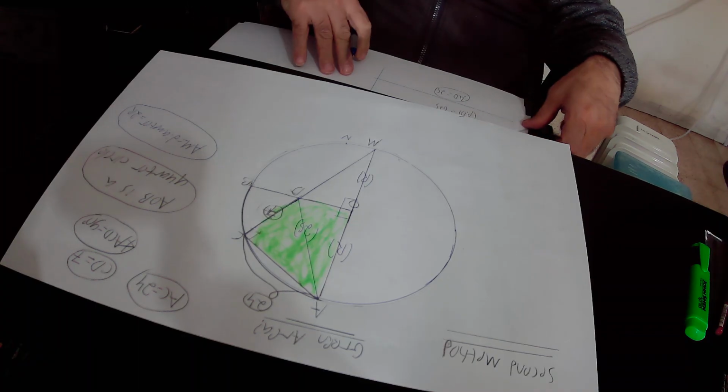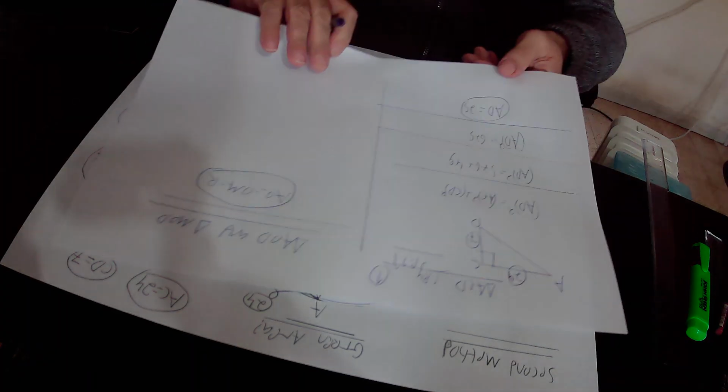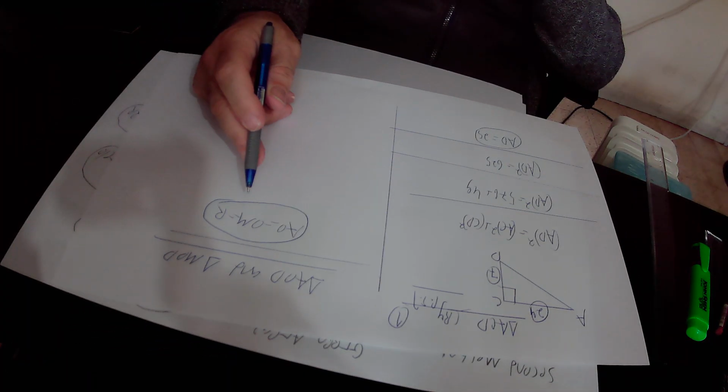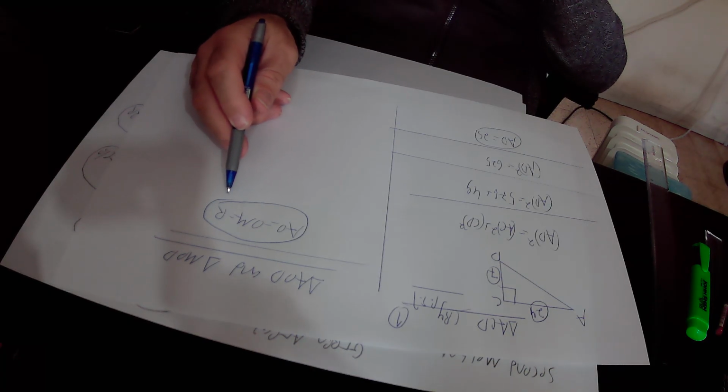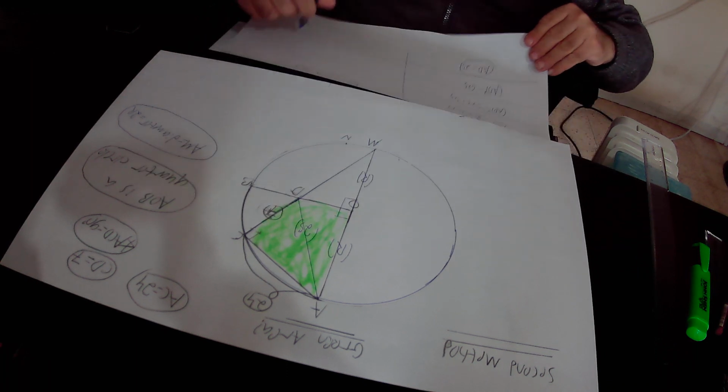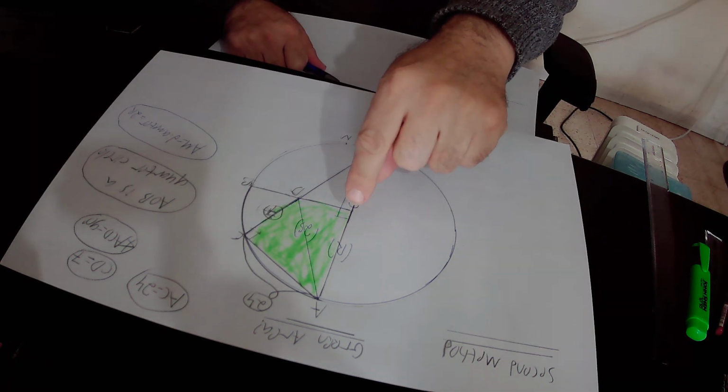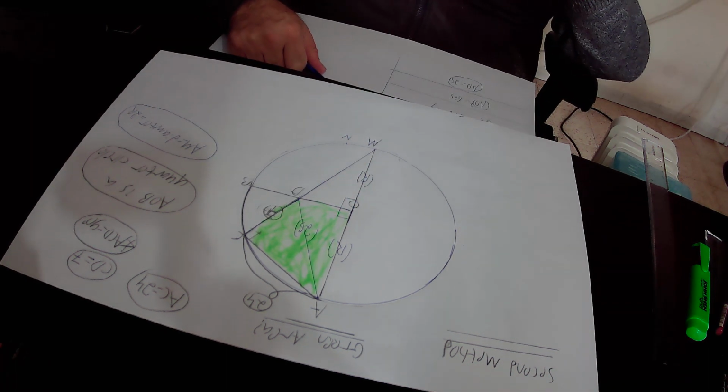Repeat again. Side AO of the green triangle equals side OM of the white triangle. They are both the radii of the circle, therefore they are equal to each other. In addition, those two angles are both equal to 90 degrees, therefore they are equal to each other.